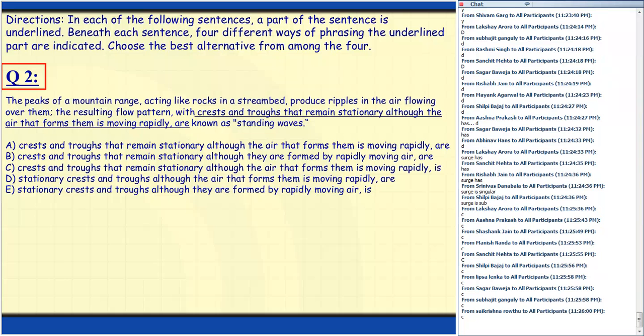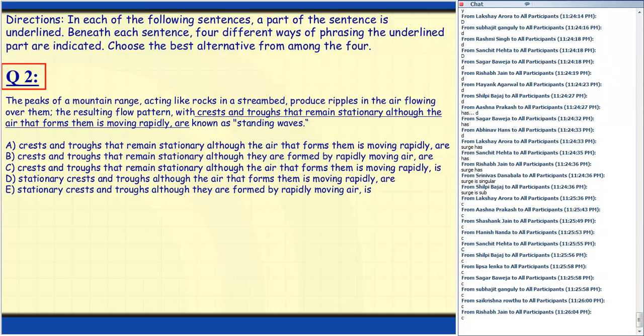Okay, very good. All of you are saying that it should be C. Yes, it should be C because we are actually talking about the resulting flow pattern. Now, all this information after that is actually a modifier, extra information. So it should be the resulting flow pattern is known as standing waves, not are known. And you have is here. You also have is in this last one, but that changes the meaning a little bit. The sentence meaning changes. That is why your answer is C.